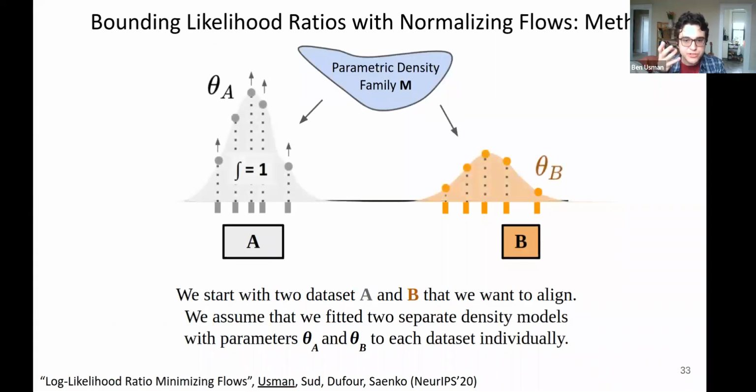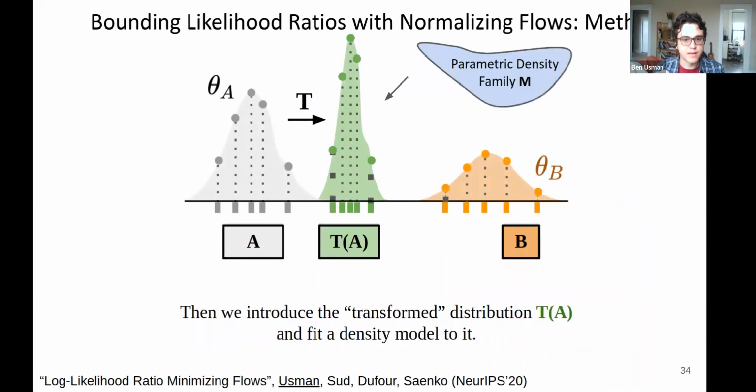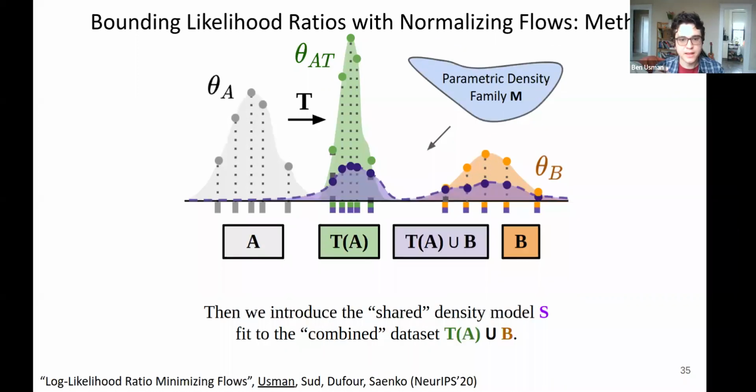Okay, so what we do is we first fit two density models, theta A and theta B, to those data sets. And fitting here means essentially pushing those points up as much as possible while keeping the integral under the curve equal to 1. And we also assume that we can fit a density model with parameters theta AT to a transformed distribution T of A. So we had the original distribution, we transformed it with a function T, and now we have T of A, and we fit another density to that. And we now fit the fourth density, which we call the shared distribution, theta S, to a combined data set containing both T of A and B. Okay, so we mix those two data sets and fit another density to a mixture of those, and it is drawn in purple here.